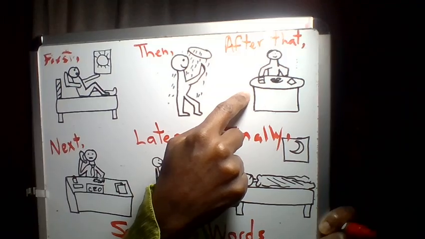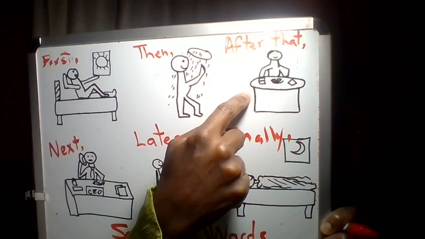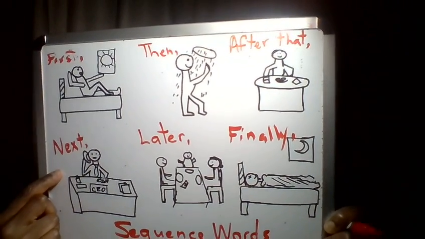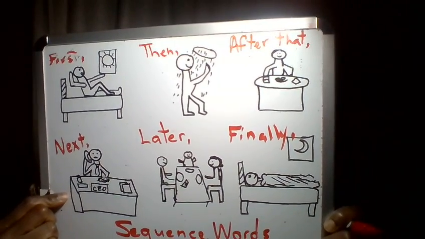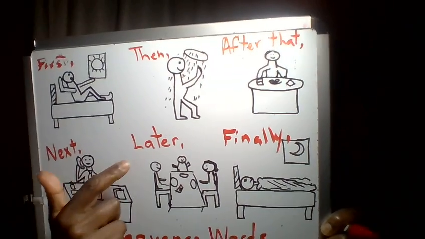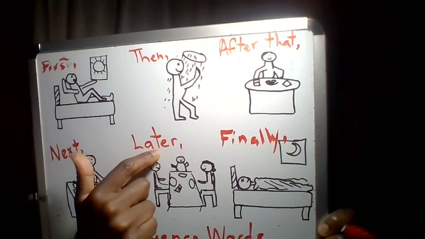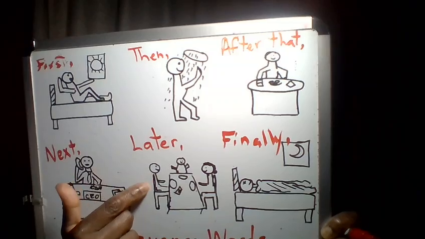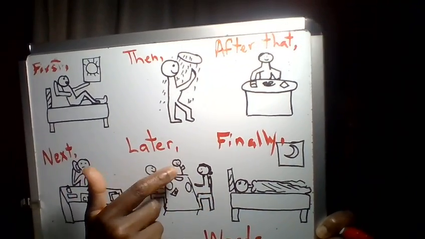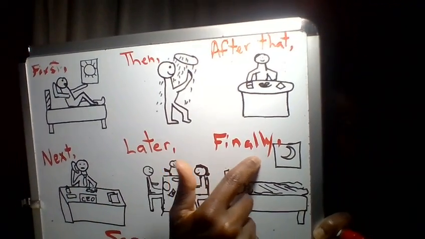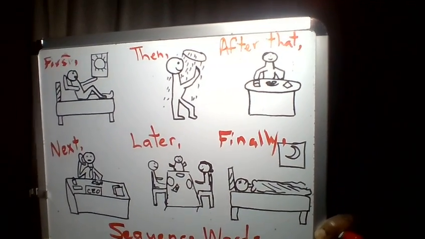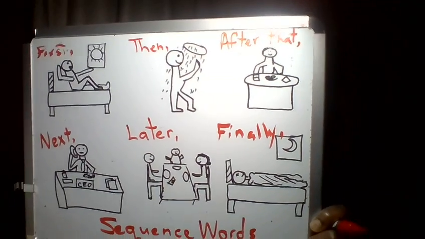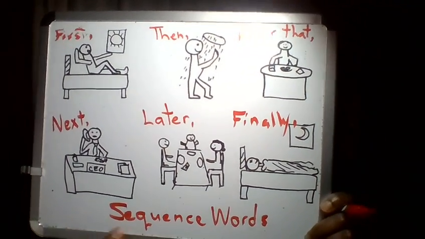After that, it's breakfast at 7 o'clock. Next, he goes to work at 8 and conducts business all day. Later, or after work, he has dinner with his family, his wife and his baby. Finally, Bob turns in for the night. He goes to sleep at 10 o'clock and starts all over again. This is a typical day in the life of Bob using sequence words.